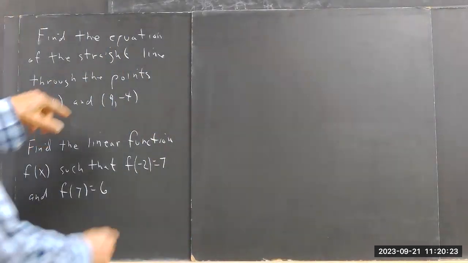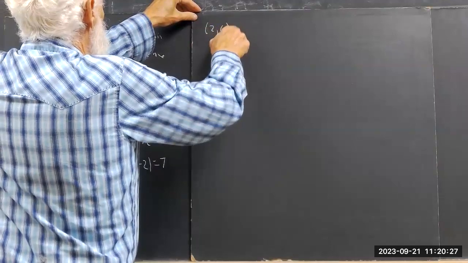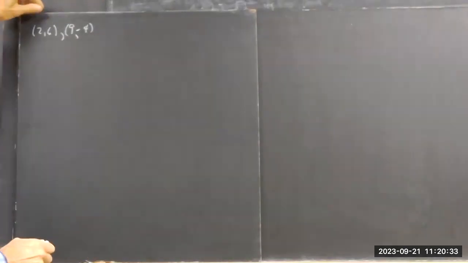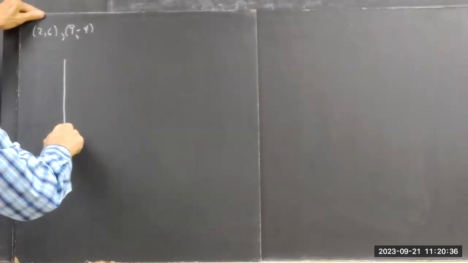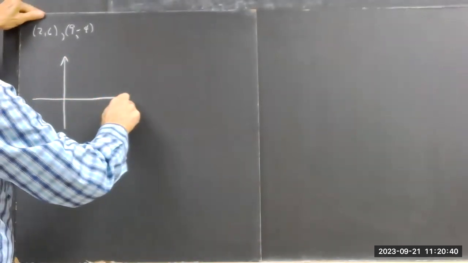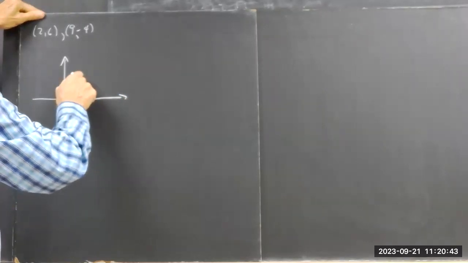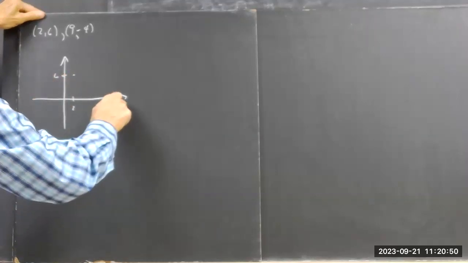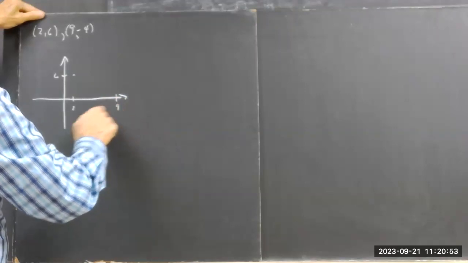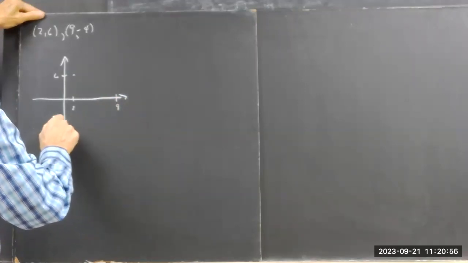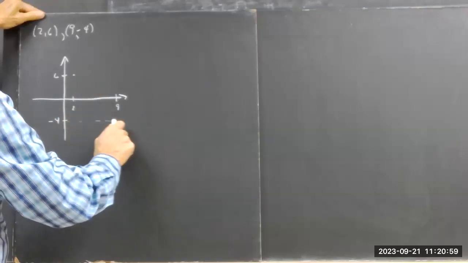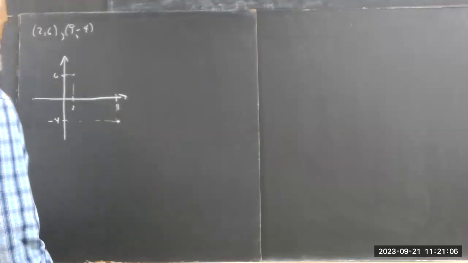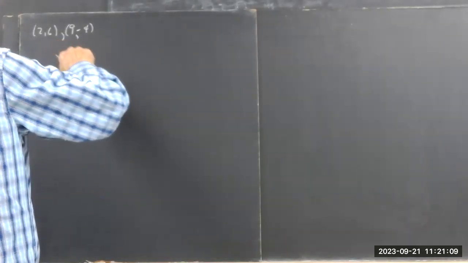So we've got the points 2, 6, and 9, -4. And we want to find the equation of the straight line. I think you learn a lot by starting with the graph. So let's say here's 2, 6. So here's where x equals 2 and where y equals 6. And then x equals 9 maybe out here, and y equals -4. So you have a point here and a point here. Then you draw a straight line through these points.